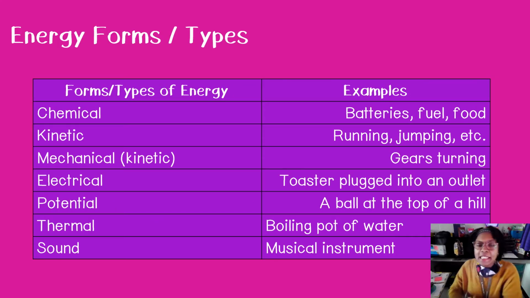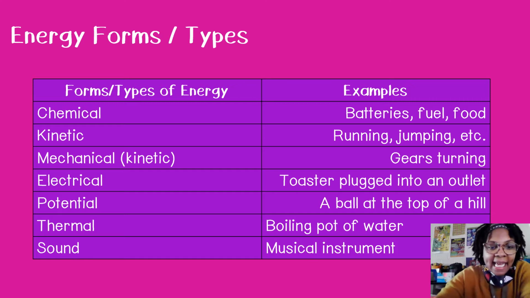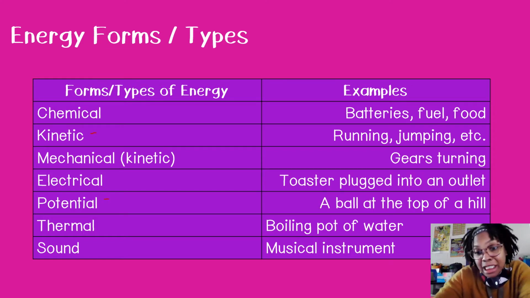So a couple of weeks ago, we started talking about energy, and we started talking first about the two states of energy. The two states of energy were kinetic and potential. And that kinetic energy was active energy. So an example is running, jumping. Potential energy, that's that stored energy. So a ball at the top of a hill, it's not moving, it's not rolling down a hill. It's a ball resting at the top of a hill.